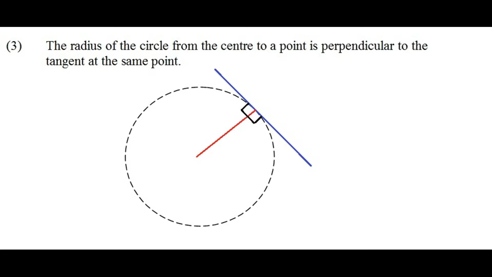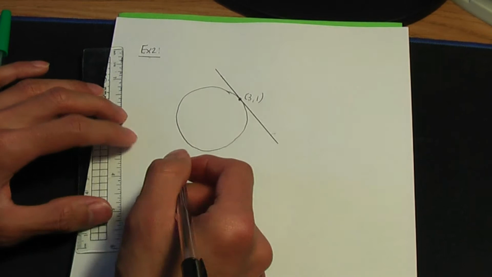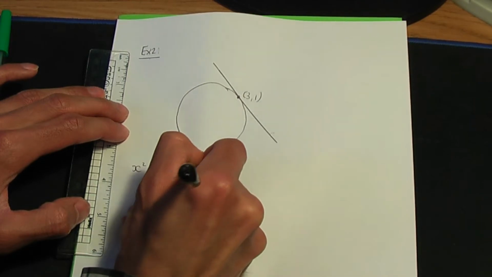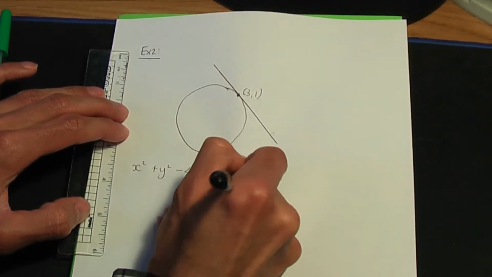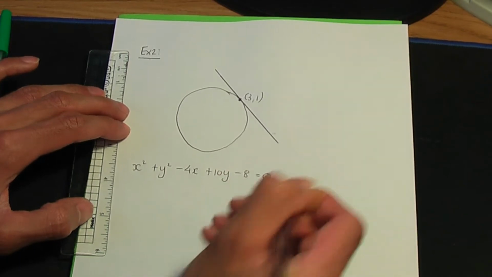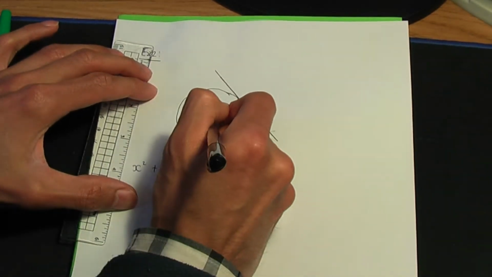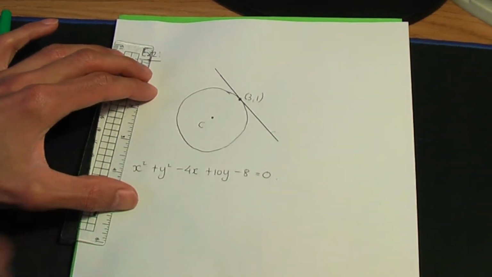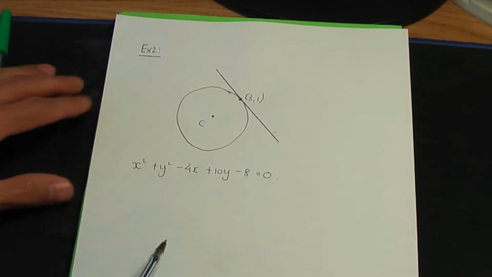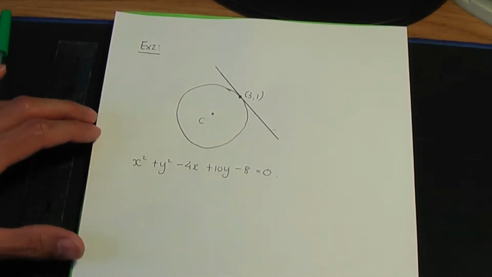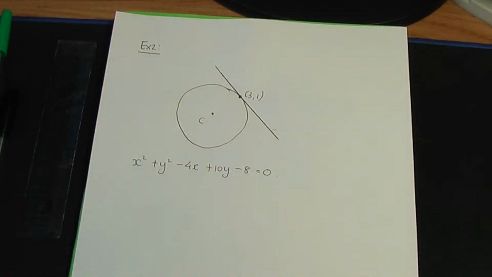Back to the paper and pen. Now, we also have the equation of the circle, being x squared plus y squared minus 4x plus 10y minus 8 is equal to 0. The idea here is, first we're going to work out the coordinates of the centre. I'm going to call that centre point C. We can calculate the coordinates of the centre point using one of the theories that we've learned in the last video. I'll provide a link to that video in the description below.